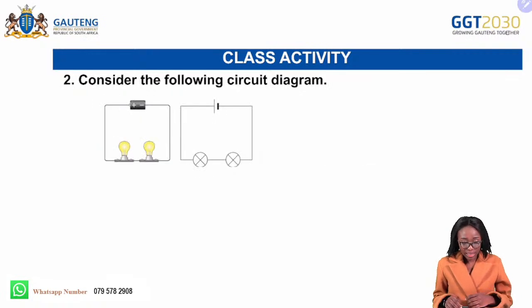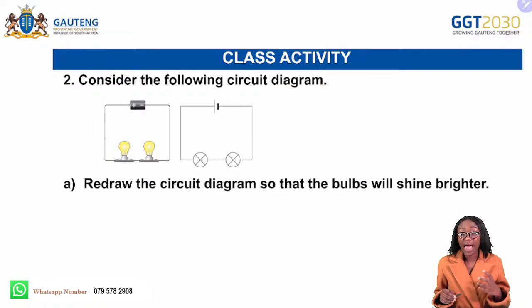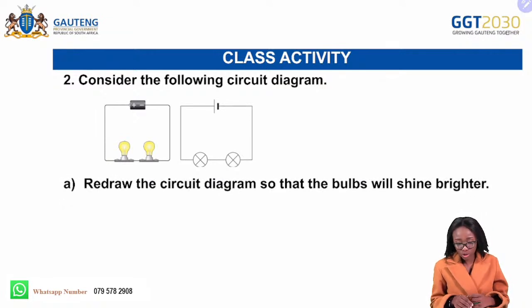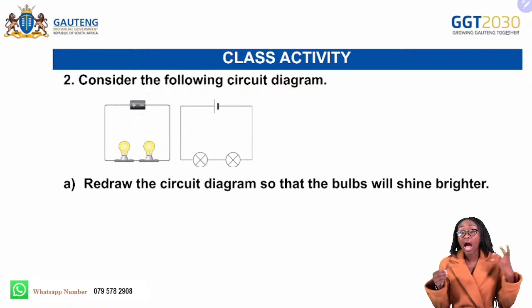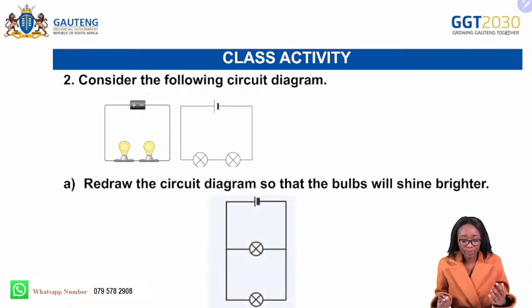Now, let's look at number 2, consider the following circuit diagram. You had to redraw it so that the bulbs will shine brighter. How do we do that? You simply draw a parallel circuit.